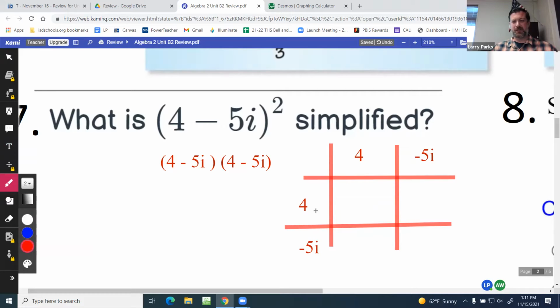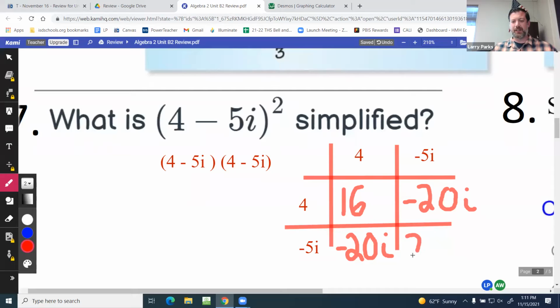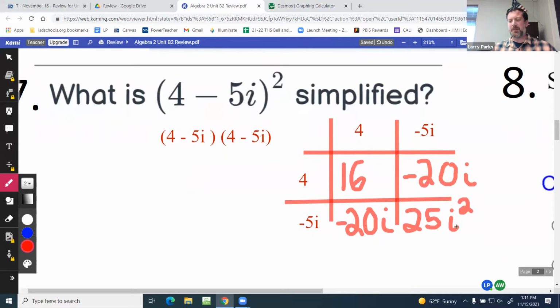But you do 4 times 4, and that's 16. And then 4 times negative 5i would be negative 20i. Negative 5i times 4 is also negative 20i. And then negative 5 times negative 5 is 25. i times i is i squared. And you may not remember this, but i squared is the same thing as negative 1. So you get 25 times negative 1, so that becomes minus 25.